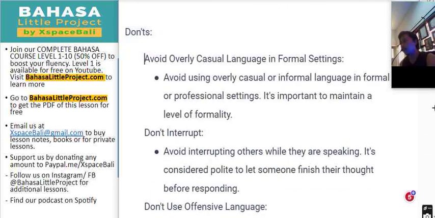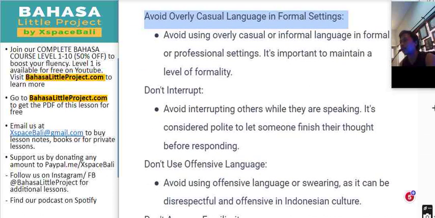Don'ts. Okay, so these are the don'ts. Avoid overly casual language in formal settings. This is what I was talking about with kamu. You should not use kamu when you meet a person for the very first time, because that is overly casual and can sometimes be rude as well. So don't do that. Don't interrupt.